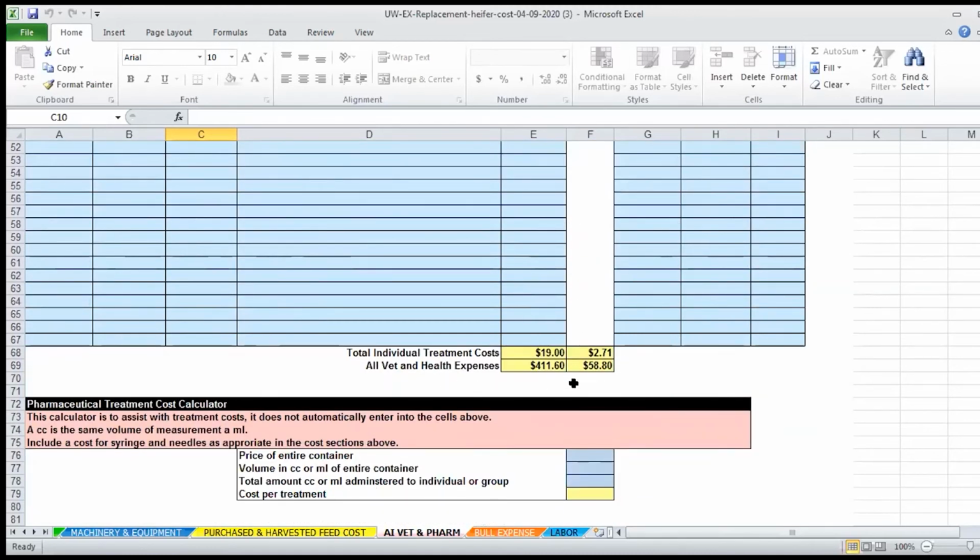You can also find a pharmaceutical cost calculator to help you calculate the cost per treatment. All the products and withdrawal times used in this tab are only examples, and UW-Madison Division of Extension does not promote any of these products over the use of others.